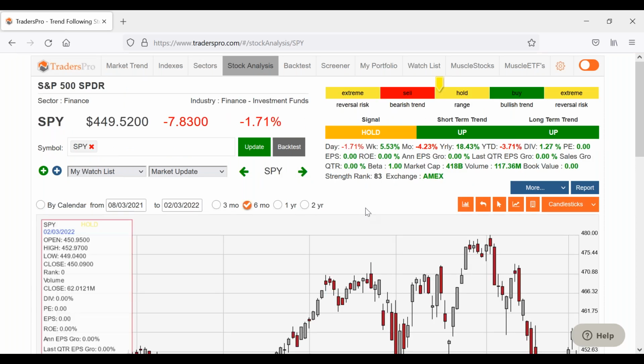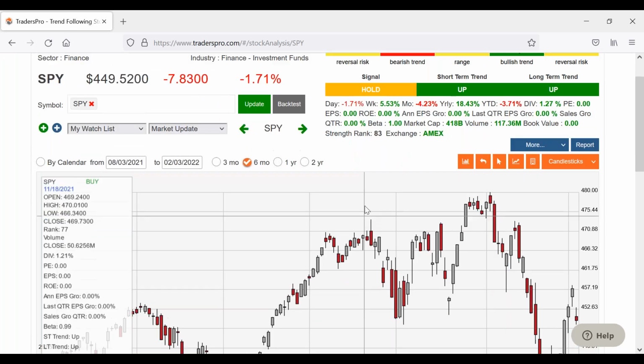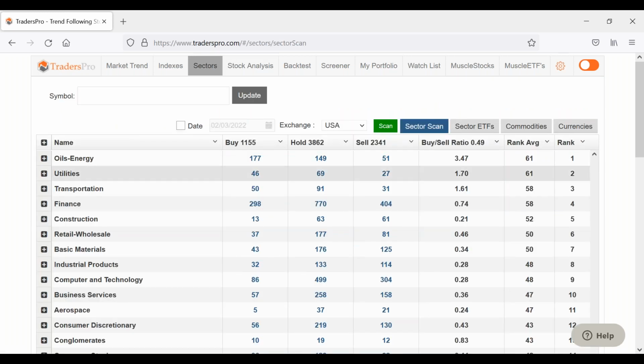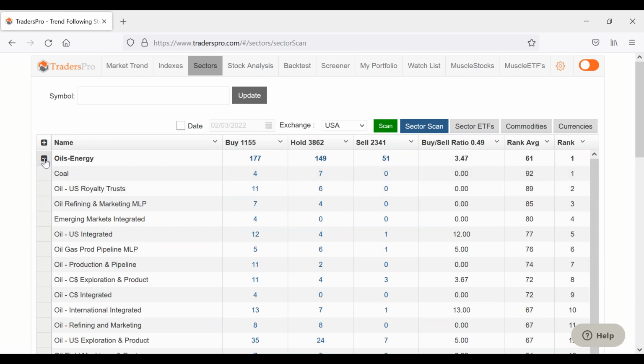On that cheery note, let's take a look at some individual stocks that we cannot buy right now because we want to see a little bit more strength. All right, let's go to the sectors here, and let's start off with oil. It's right at the top here.